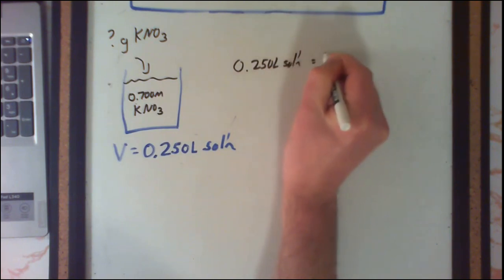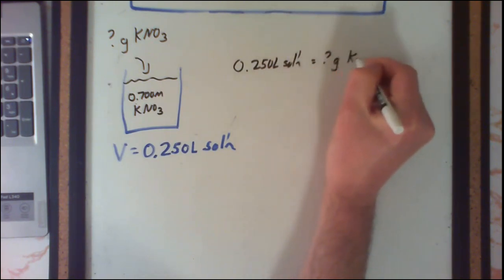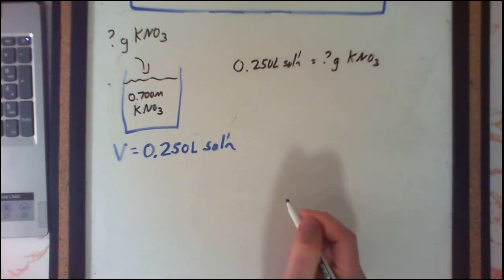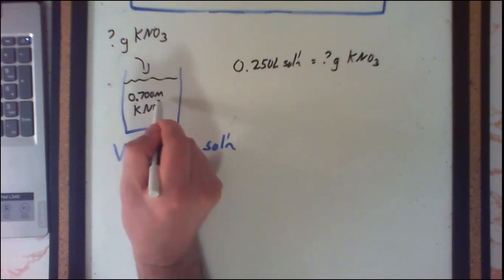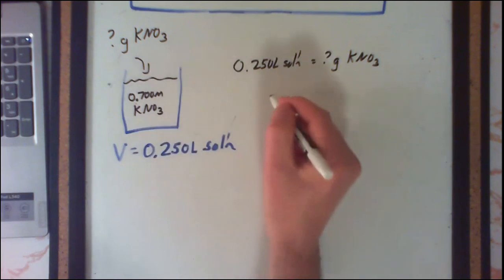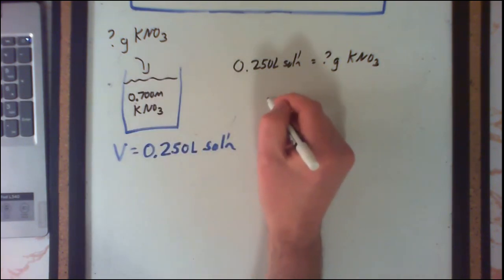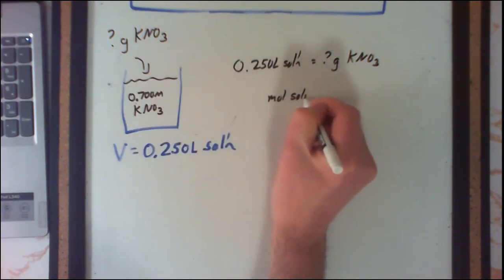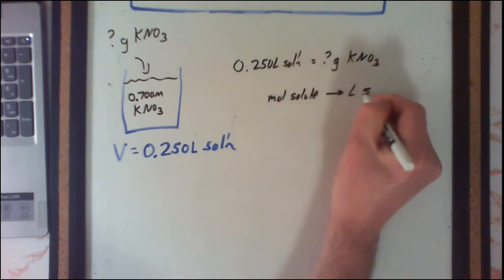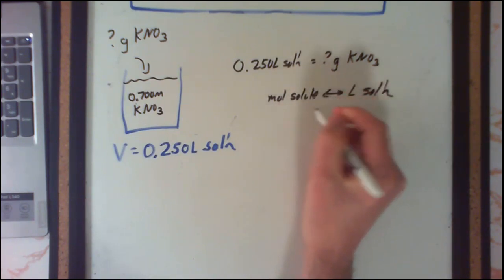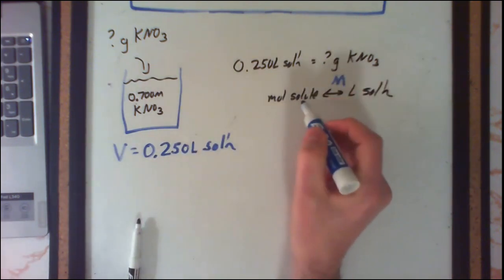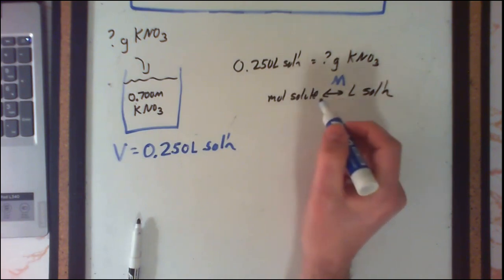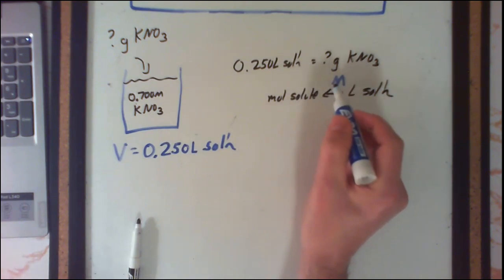The question is then, how many grams of this solute do I actually need? And I'm given the molarity. For this class, anytime you're given the molarity, that means that you'll need to use that molarity as a conversion factor at some point to either relate moles of solute to liters of solution, or vice versa, liters of solution to moles of solute. So at some point in our strategy, we'll need to relate moles to liters or liters to moles, and that's going to be our molarity conversion factor.